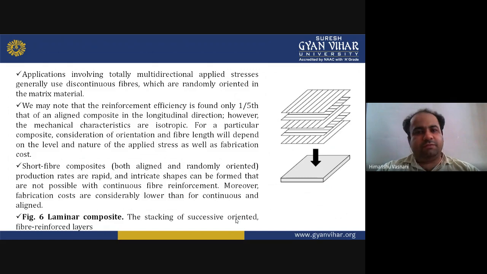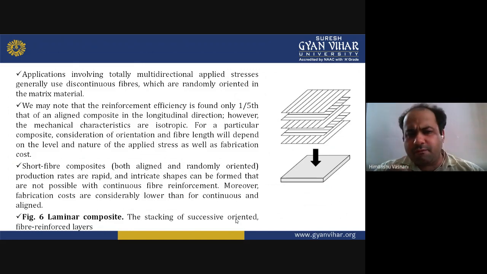The reinforcement efficiency is found to be only one-fifth that of an aligned composite in the longitudinal direction. However, the mechanical characteristics are isotropic. So for a particular composite, consideration of orientation and fiber length will depend on the level and nature of the applied stress as well as the fabrication cost.